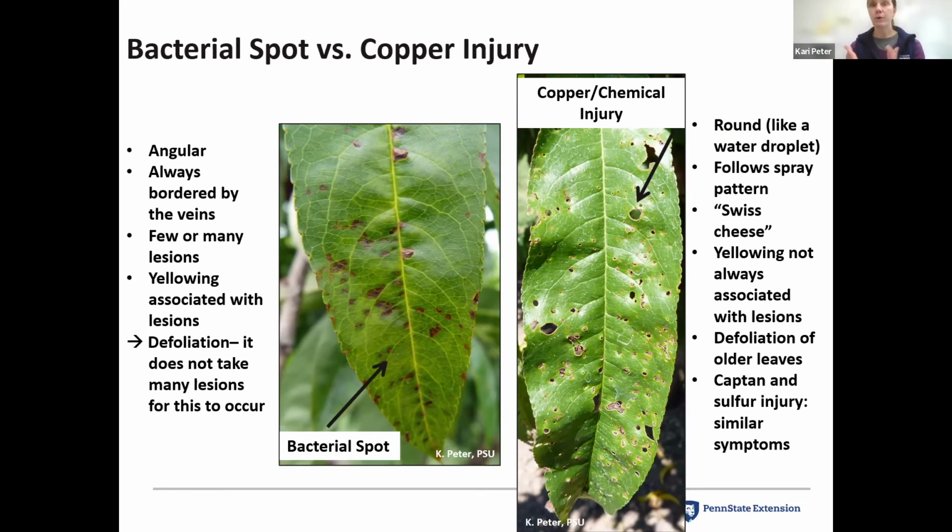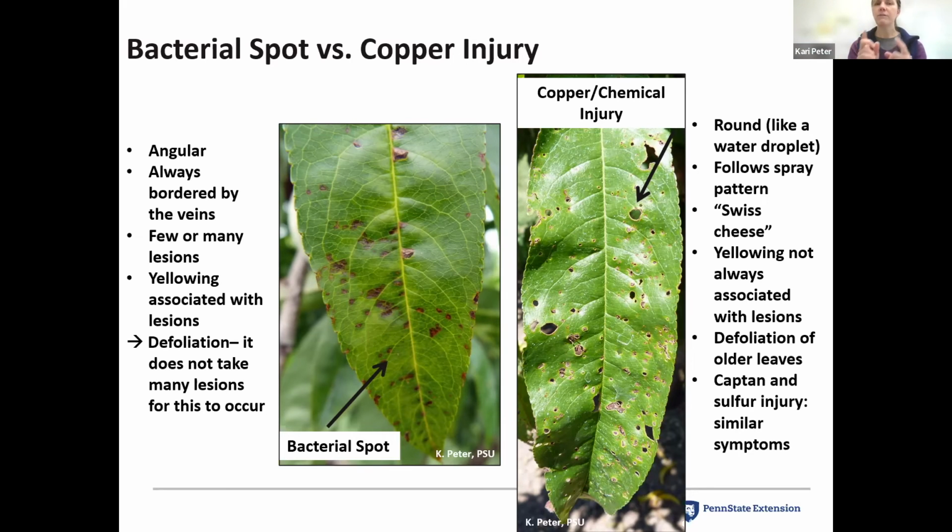Now, copper injury or captan injury or other chemical injury, the pattern in the leaves is very irregular. The spots are always round. They're different sizes of round. And remember, here's your mnemonic, the O in copper, the O in round. Okay, when you're looking at the spots on the leaf, it looks like Swiss cheese. You can have a lot of holes in that leaf and the leaf will still stay on the branch.